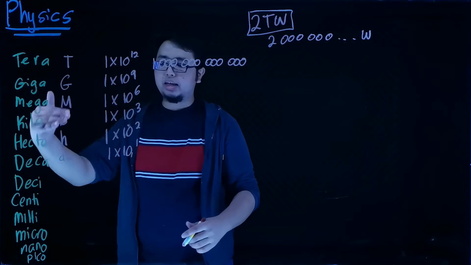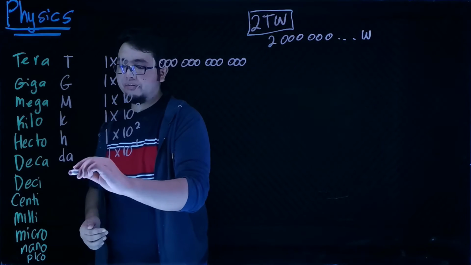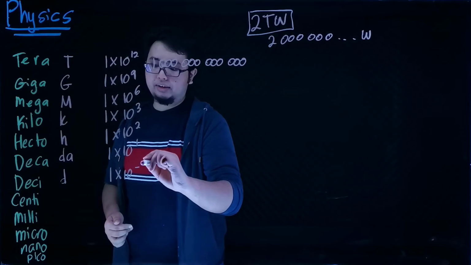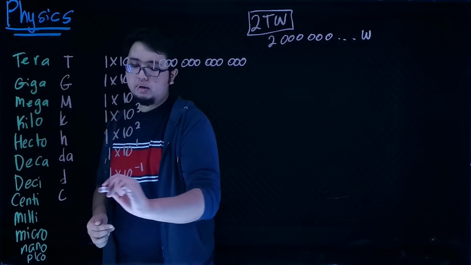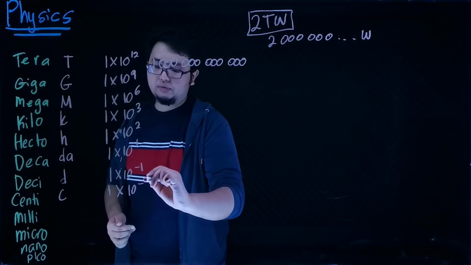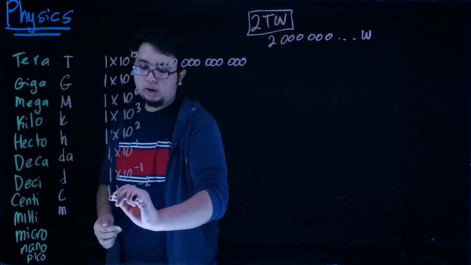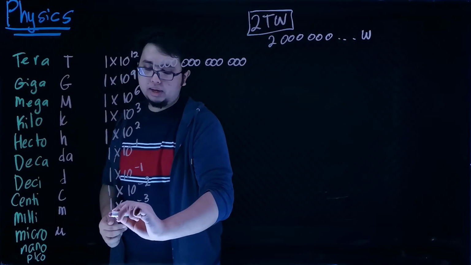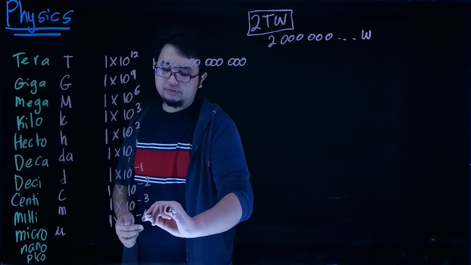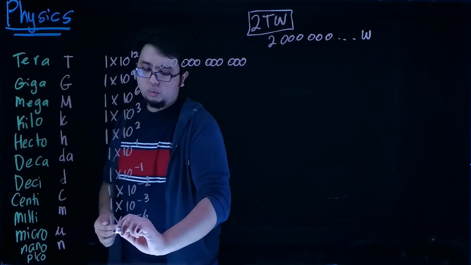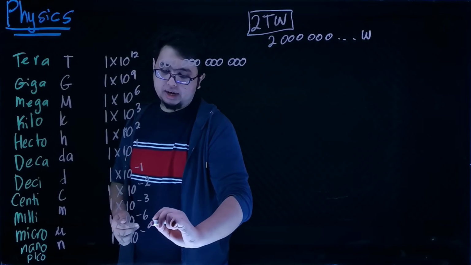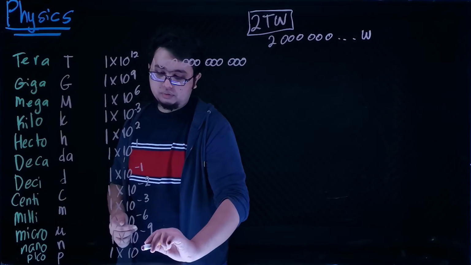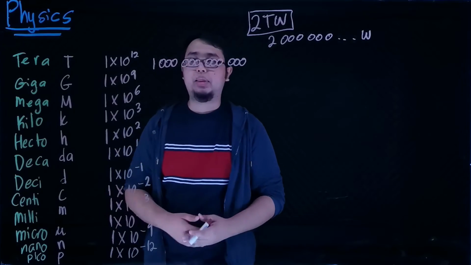And then we go with the smaller units. Now we have deci, d, 1 times 10 to the power of negative 1. Centi, 1 times 10 to the power of negative 2. Milli, 1 times 10 to the power of negative 3. Micro, 1 times 10 to the power of negative 6. Nano, 1 times 10 to the power of negative 9. And pico, 1 times 10 to the power of negative 12.